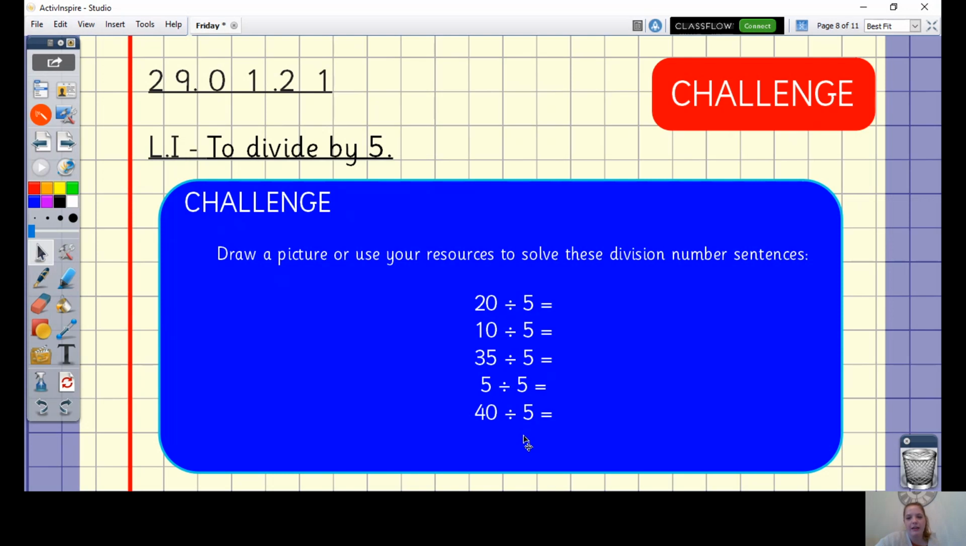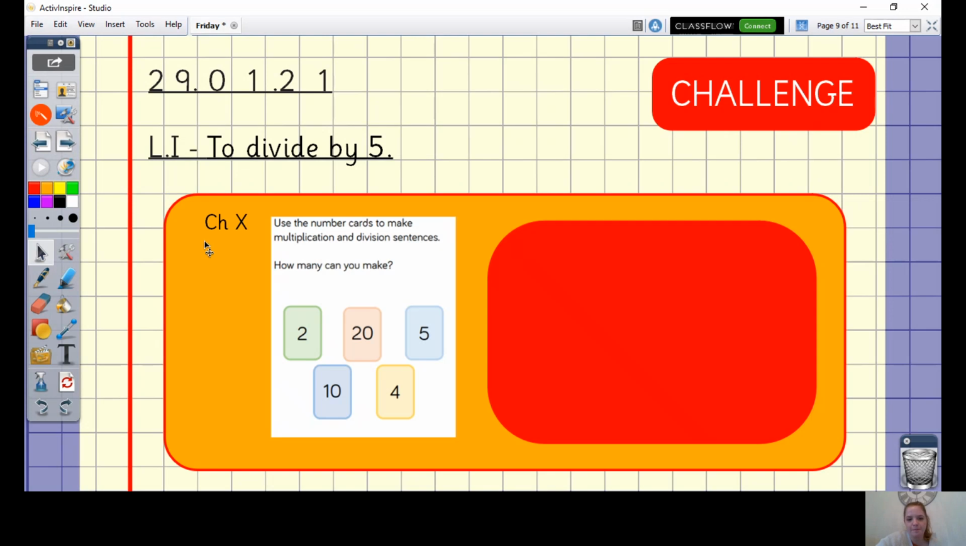If you'd like to stretch yourself that little bit further, then there is a challenge X for you to have a little go at. So here we are. Use the number cards to make multiplication and division sentences. How many can you make? The number cards you've been given are 2, 10, 20, 4 and 5. So you can see how many multiplication and division number sentences you can make using those 5 numbers.